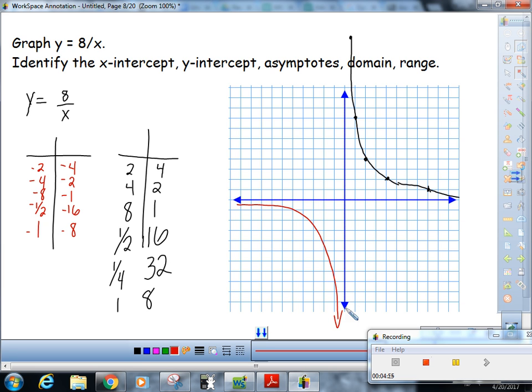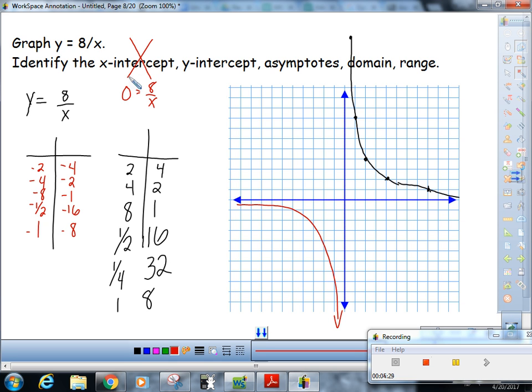Now let's answer the question. What's the x-intercept? Okay. I put in a 0 for y. Okay? And you end up getting 0 equals 8 over x. Can I do 8 divided by a number and get 0? I cannot. Okay? So, there is no x-intercept on this. It could never hit the x-axis.